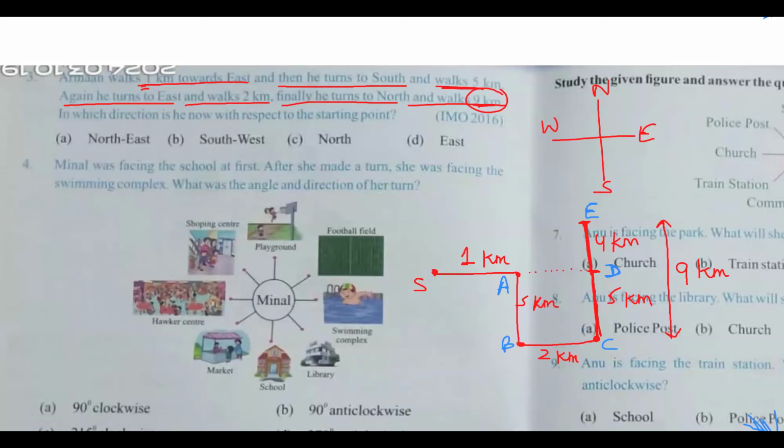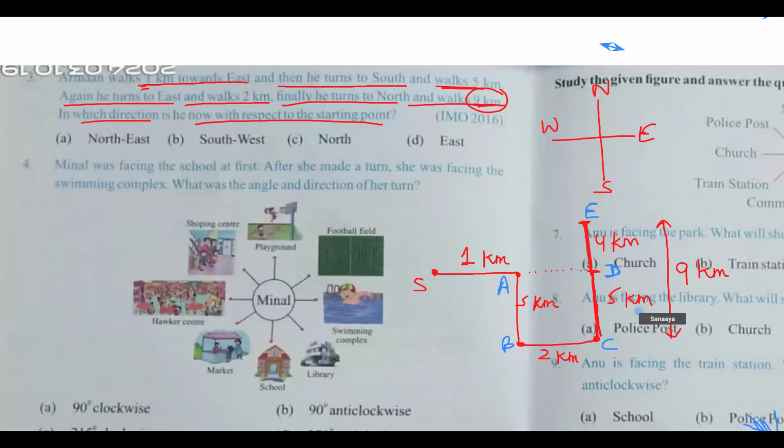Okay, quickly reply, then we'll proceed. We'll see what is the question asked. The question asked is, in which direction is he now with respect to the starting point? So what is the starting point? The starting point was S. He had started from S and finally he had reached till E point.